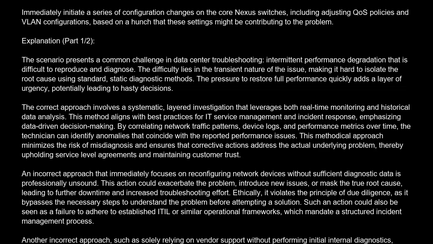The correct answer is C. Immediately initiate a series of configuration changes on the core Nexus switches, including adjusting CoS policies and VLAN configurations, based on a hunch that these settings might be contributing to the problem.